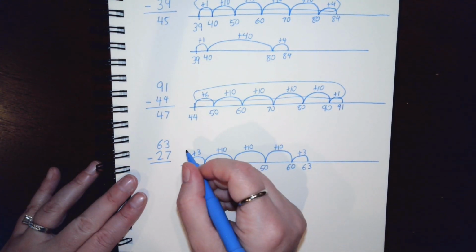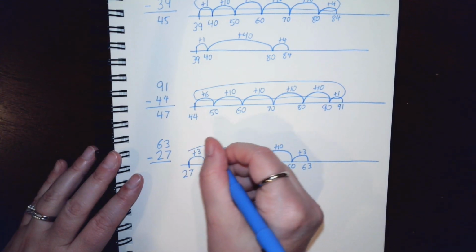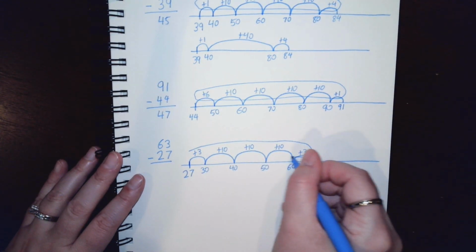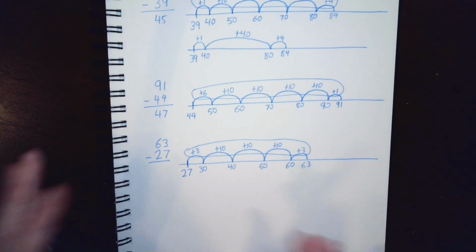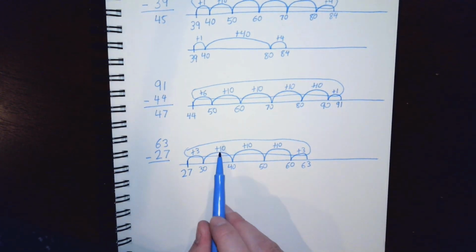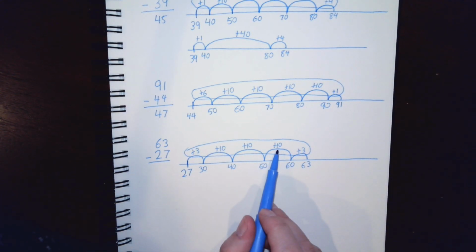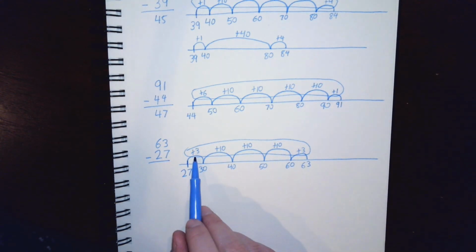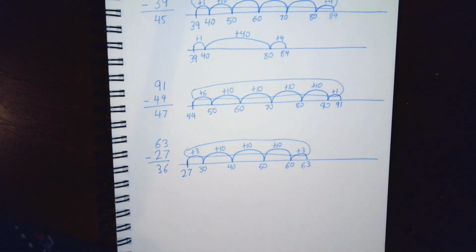Now I need to find my difference. Difference meaning the distance between these two numbers, 'cause that's what subtraction is. I'm going to look at these. Now you don't have to circle all these. I'm just circling it for visual. I'm going to count by 10s. 10, 20, 30, 33, 36. So 63 minus 27 is 36. And that is how you use an open number line to help you subtract 2-digit numbers.